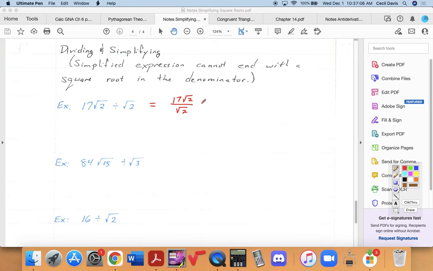So, what is the square root of 2 divided by the square root of 2? 1. A number divided by itself is 1. What's 1 times 17? 17. Some of them will be that easy. Not all of them, but some of them.